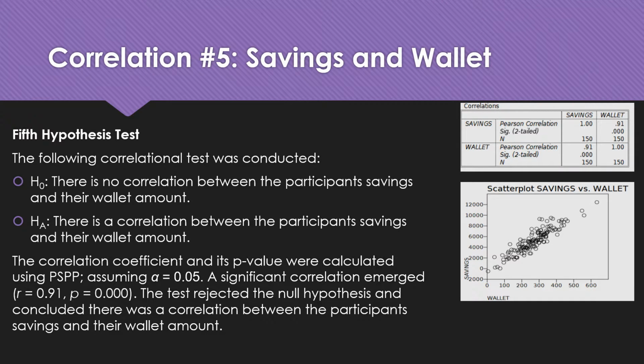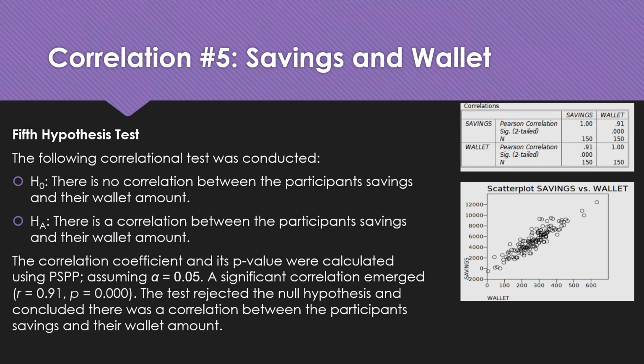The fifth hypothesis test is between savings and wallet. The following correlational test was conducted. Null hypothesis: there is no correlation between the participants' savings and their wallet amounts. The alternative hypothesis states there is a correlation between the participants' savings and their wallet amount.